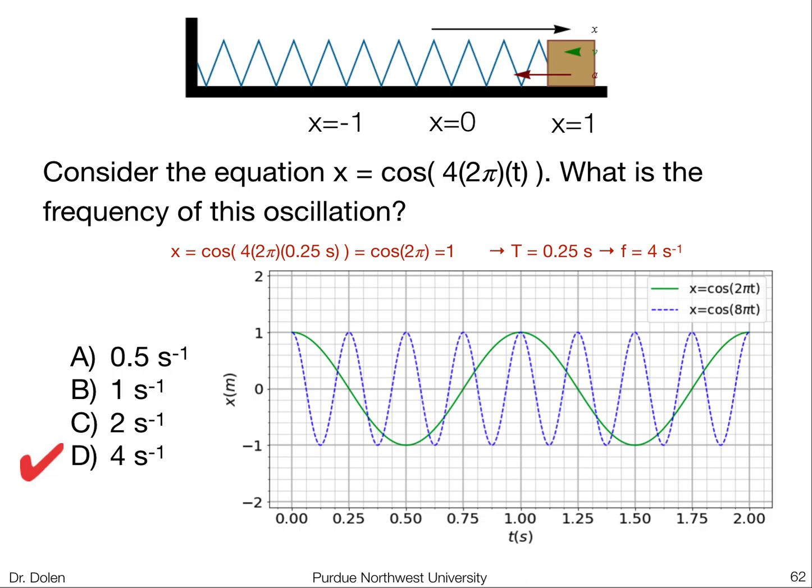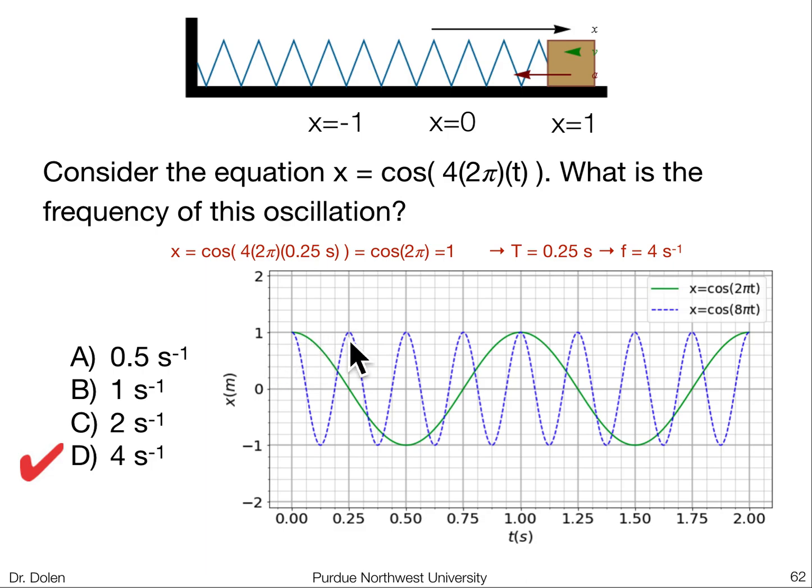Okay, so I can see again here I'm plotting x equals cosine of 2 pi times t, where the period is equal to 1 second. If I instead do cosine of 8 pi times t, it's oscillating faster. The period is now a quarter.